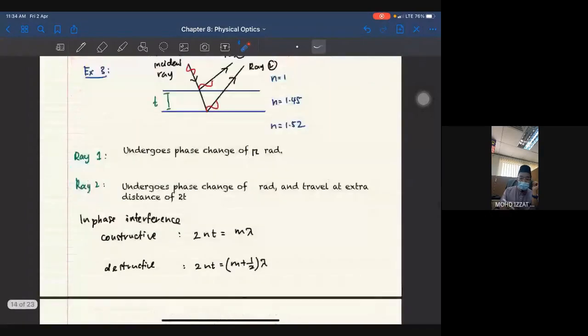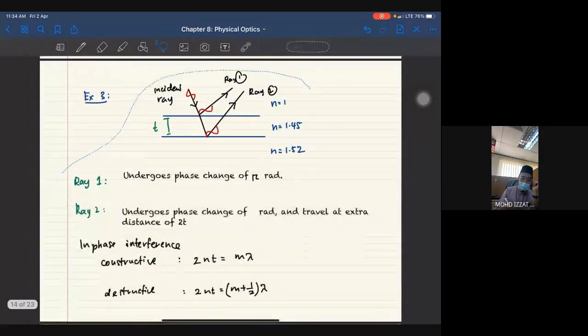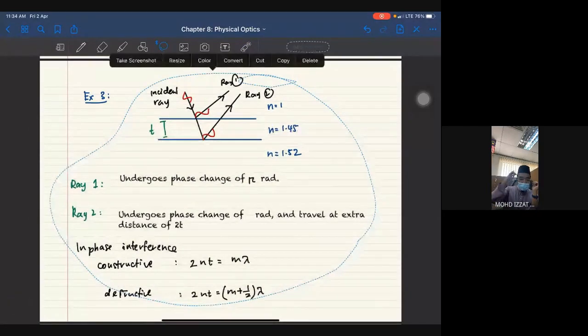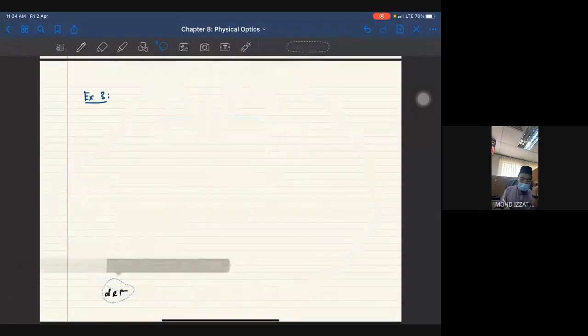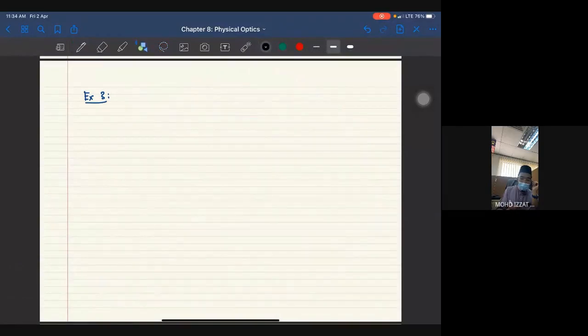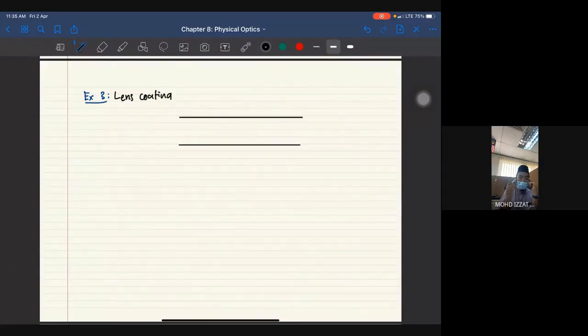Okay, last example I'll give. This time maybe we can do it together. Let's say we have a different example. Let's say this is a lens coating. First things first, we draw two straight lines. So this is an example for lens coating. Let's say glass has a refractive index of 1.5, the coating has an index of 1.4, and air is 1.